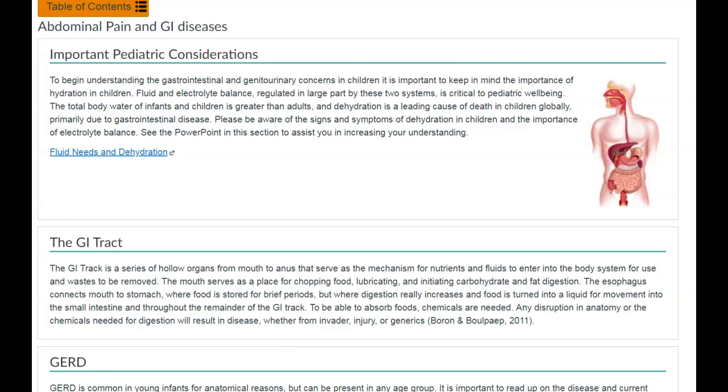Fluid and electrolyte balance, regulated in large part by these two systems, is critical to pediatric well-being. The total body water of infants and children is greater than adults, and dehydration is a leading cause of death in children globally, primarily due to gastrointestinal disease. Please be aware of the signs and symptoms of dehydration in children and the importance of electrolyte balance. See the PowerPoint presentation in this section to assist you in increasing your understanding.